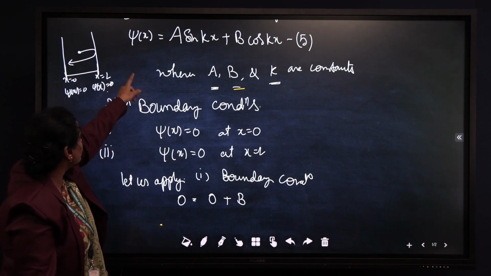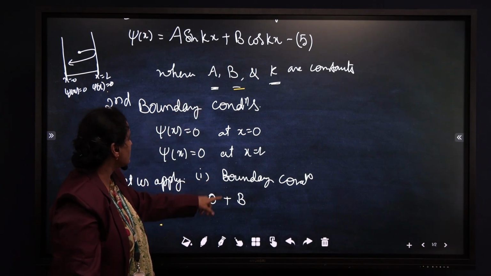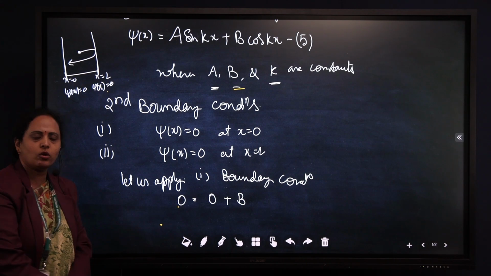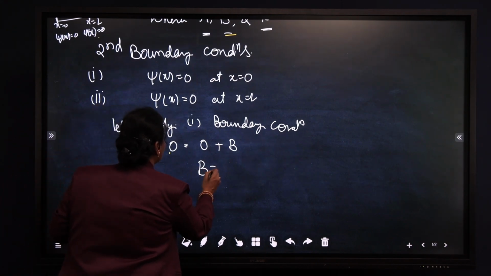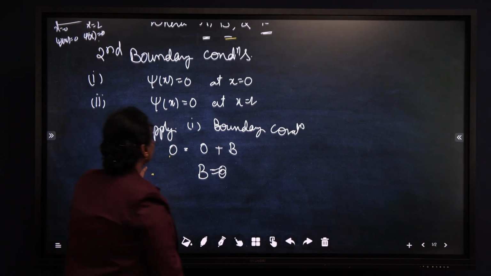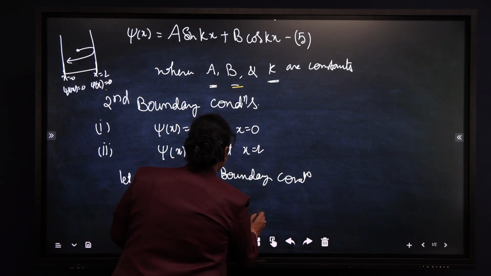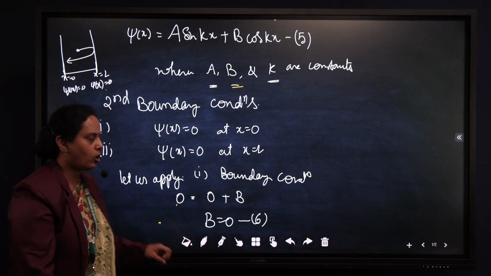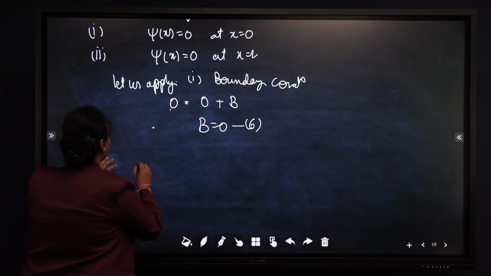So it comes out to be 0 is equal to 0 plus b, therefore b is equal to 0. We have calculated one constant here. Let us make this equation 6. Now we need to calculate two more constants, so for that let us apply the second boundary condition.